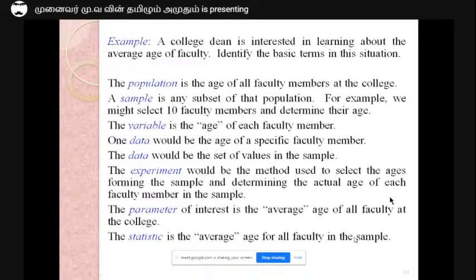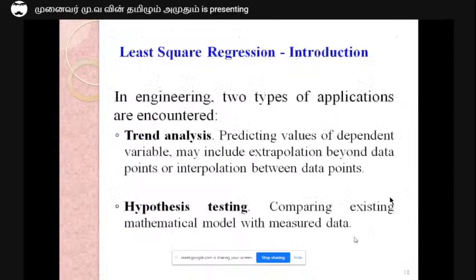With this, we can enter into regression analysis. In regression analysis, there are two different types of applications encountered. One is trend analysis, and the other is hypothesis testing. The first one is predicting the value of the dependent variable, which may include extrapolation beyond the data points or interpolation between the data points. Either we do extrapolation or we do interpolation. The hypothesis is comparing the existing mathematical model with the measured data.